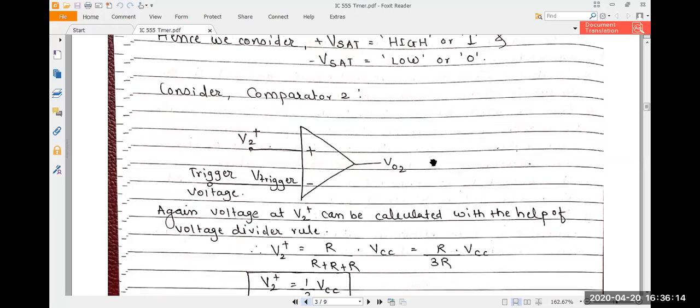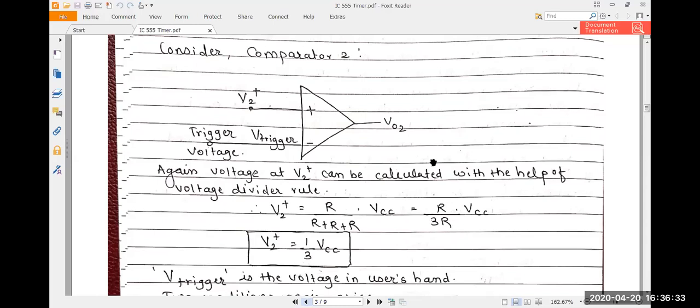That is the thing. There is no logic, this is just nomenclature. So V2 plus is the voltage which is applied to the non-inverting terminal of comparator 2. Now how to calculate that?